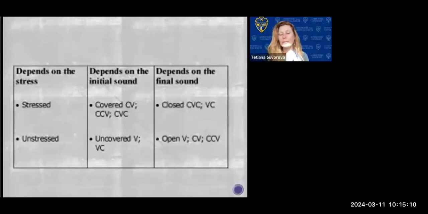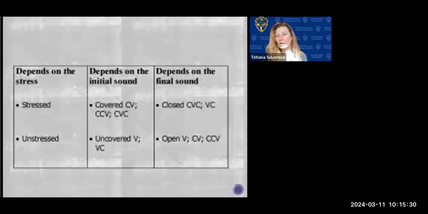Well, when we speak about stress, we can characterize languages by these suprasegmental characteristics, as I mentioned: stress, tone, intonation, and so on. So we describe stressed and unstressed positions.